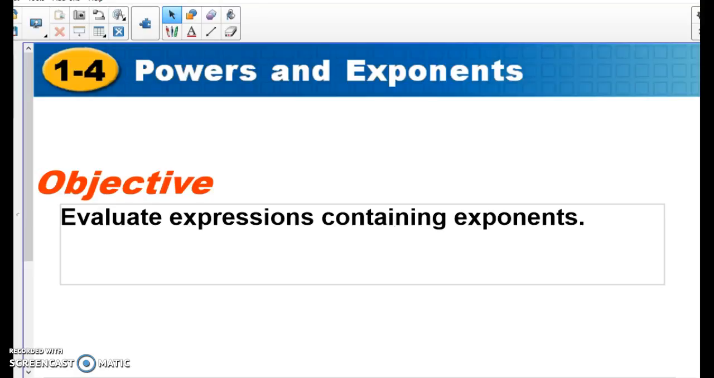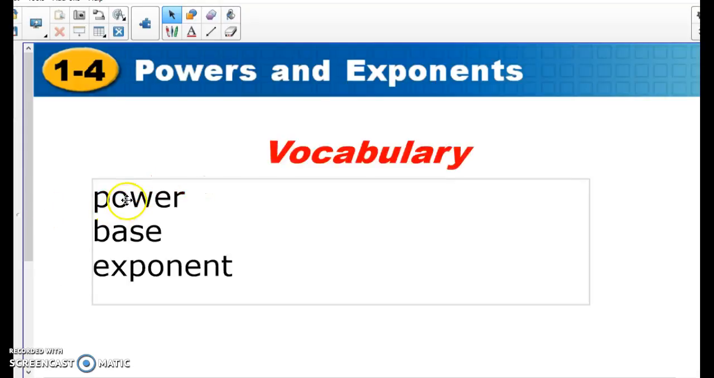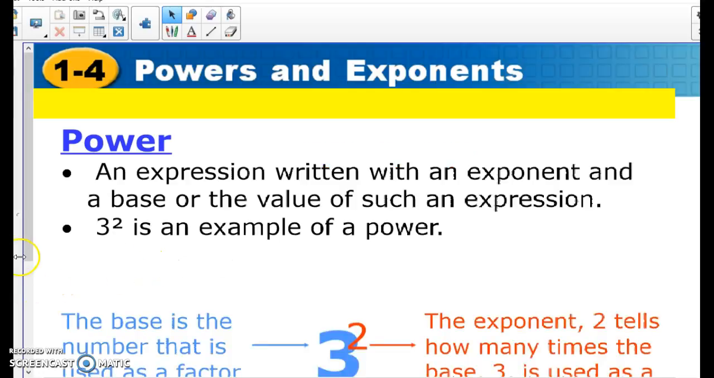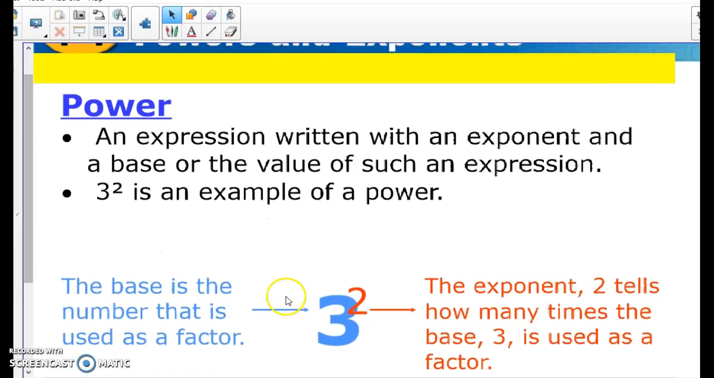So this is kind of a review of what we did so far, and then just adding the difference between bases and exponents. So we do have some vocab that we need to go over first. We need to know what a power is, what a base is, and what an exponent is. A power is basically just this whole thing right here. This whole thing is called a power.